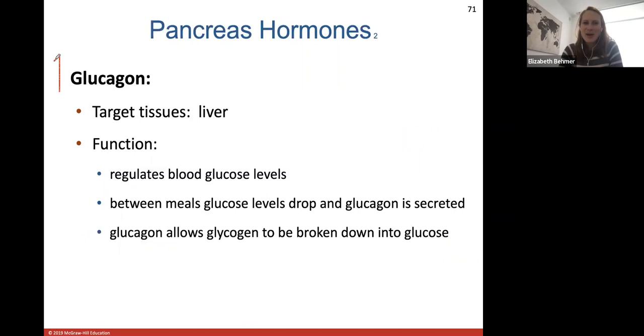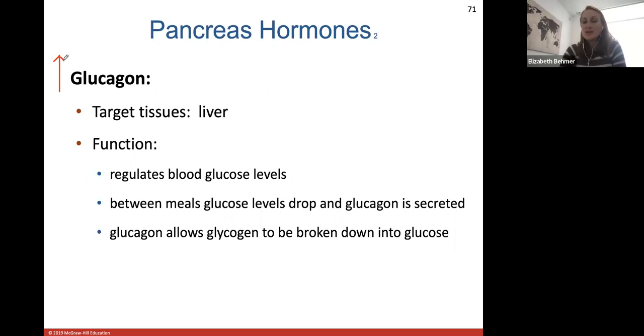Glucagon, I'm going to put an up arrow with glucagon because glucagon increases blood glucose levels. So it targets your liver. What glucagon does is it goes to your liver where glucose is stored, and then it takes out the glucose and puts it into the blood. So it tries to increase blood glucose levels.